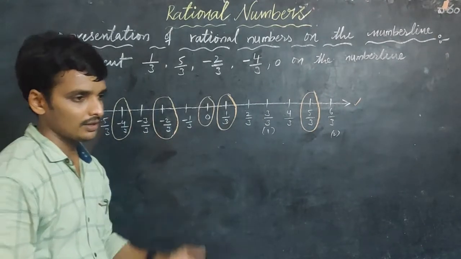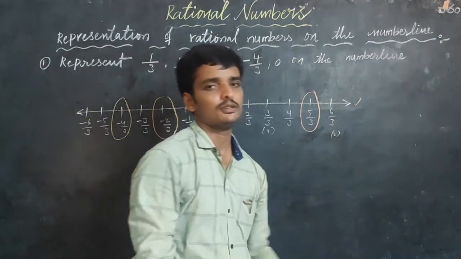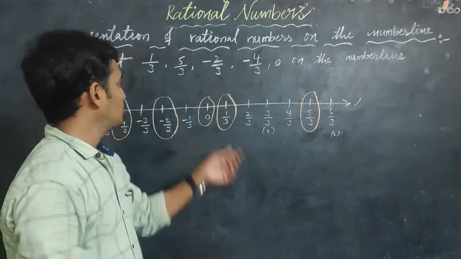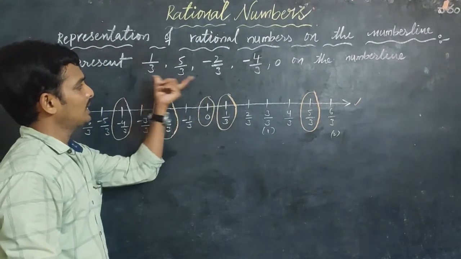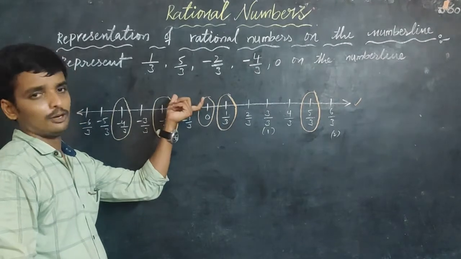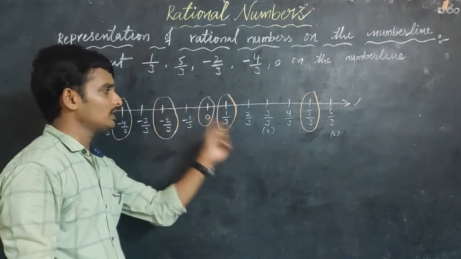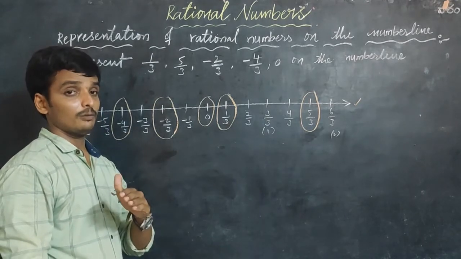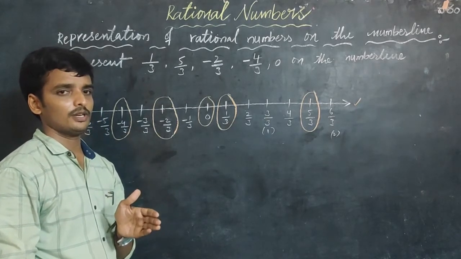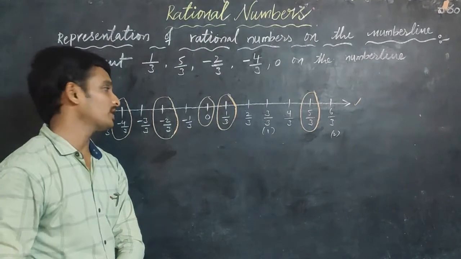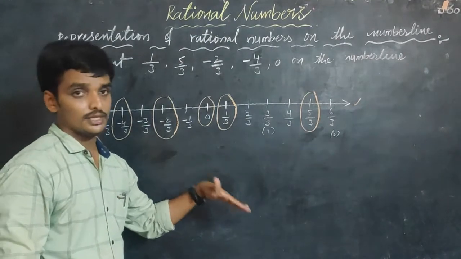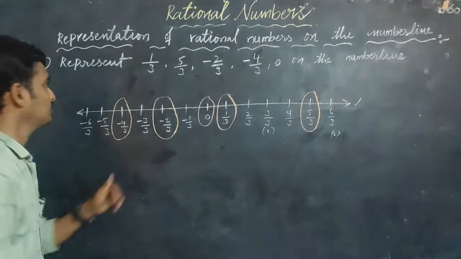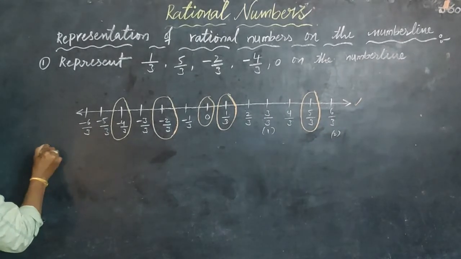We have learned this very early in the 8th class and the 7th class also. I am explaining again. We have to see the numbers. If they have the same denominator, we represent all the numbers on a single number line. If the denominators are different, then we use different number lines. We will see the next question, the second question.